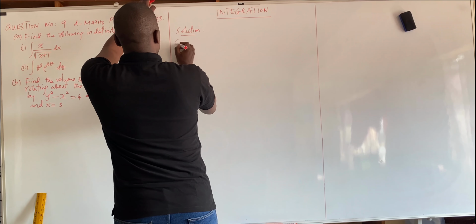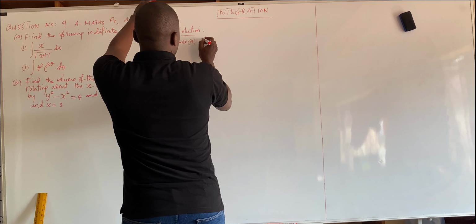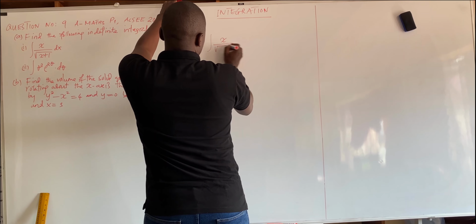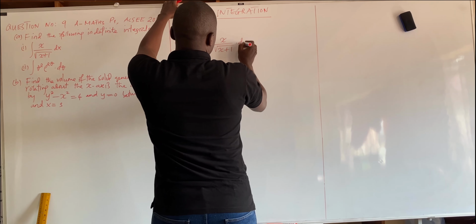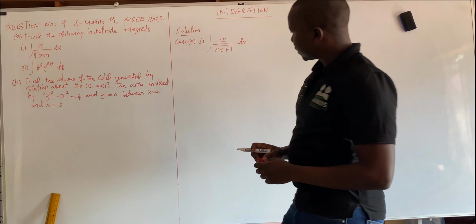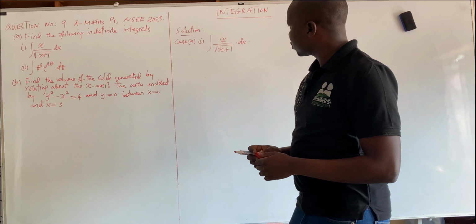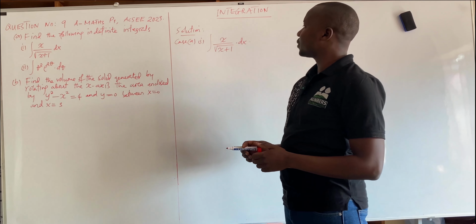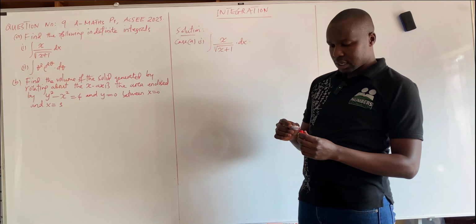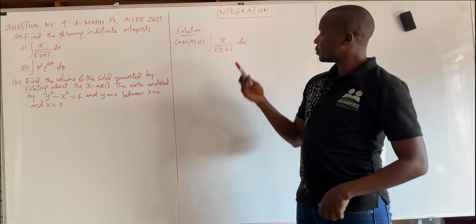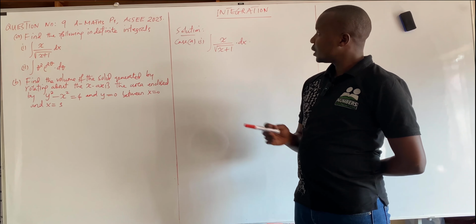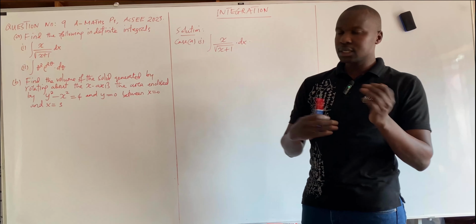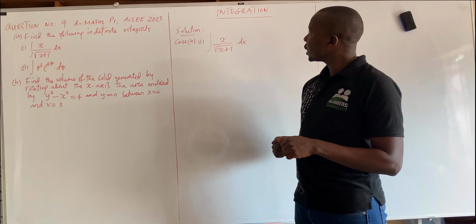Solution in part A, Roman 1. Here we have the integral of x over the square root of x plus 1 with respect to x. A question like this can be solved through direct substitution, which simplifies the other parts. Normally in integration, we apply differentiation, so that's why we say integration and differentiation are just opposite to each other.